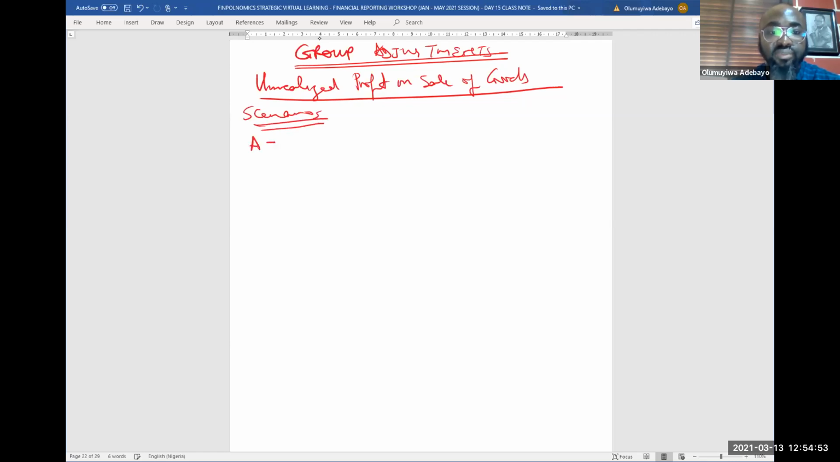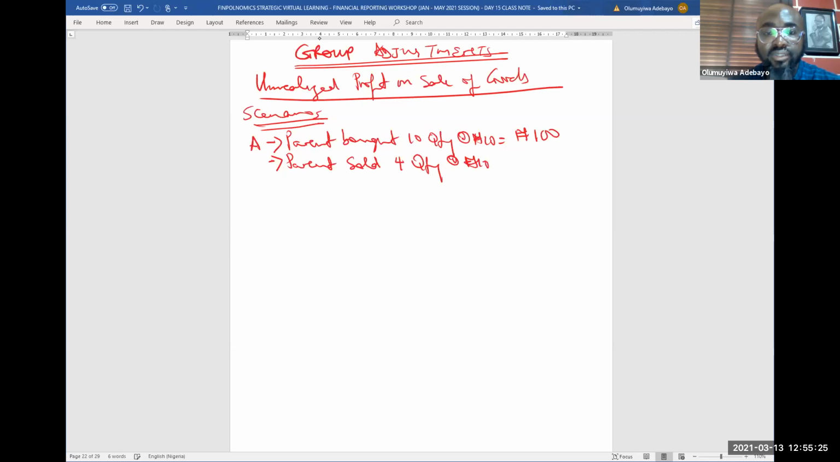Let's look at scenario A, where parents bought 10 quantities at 10 naira, which means the total price is 100 naira. In that scenario, the parents sold 4 units at 10 naira to subsidiary.